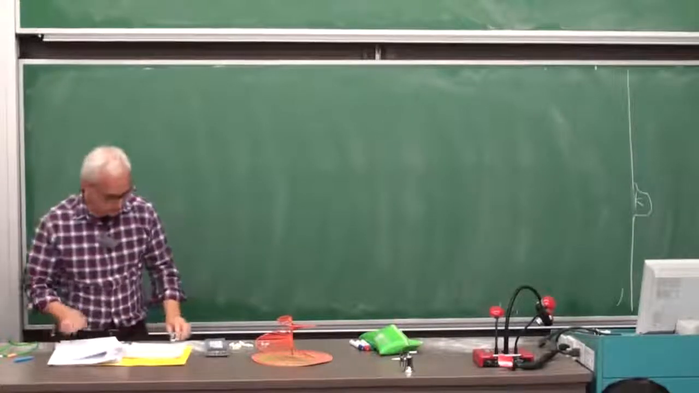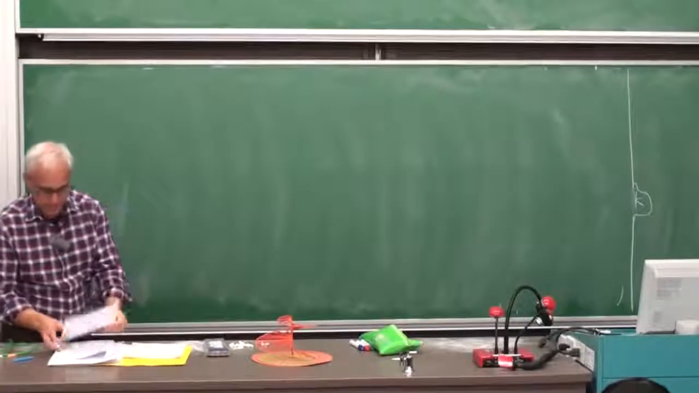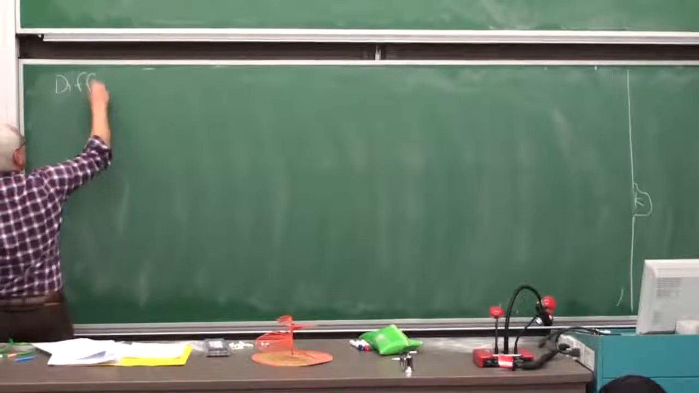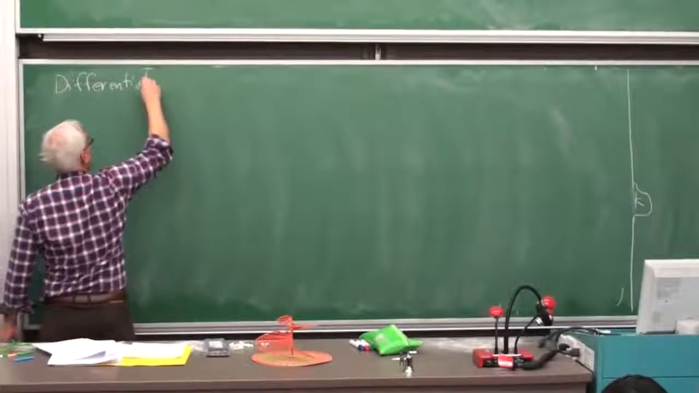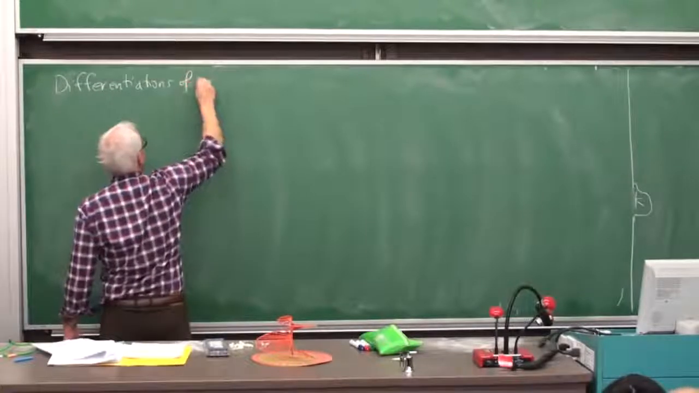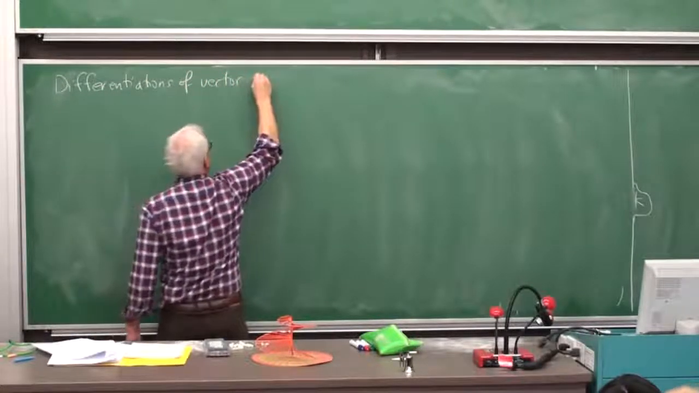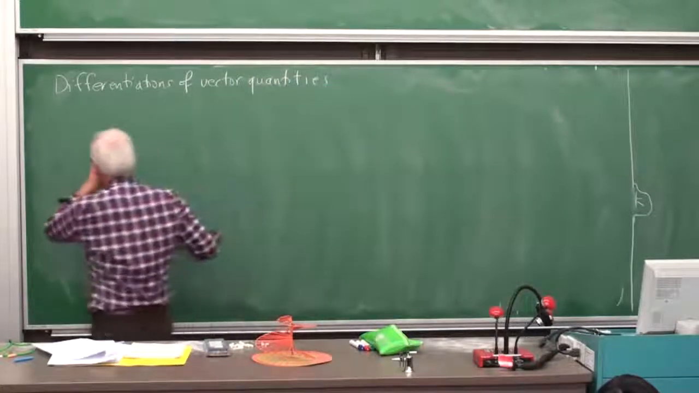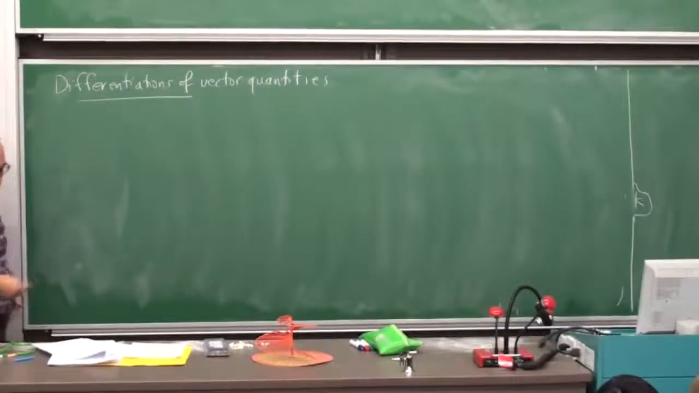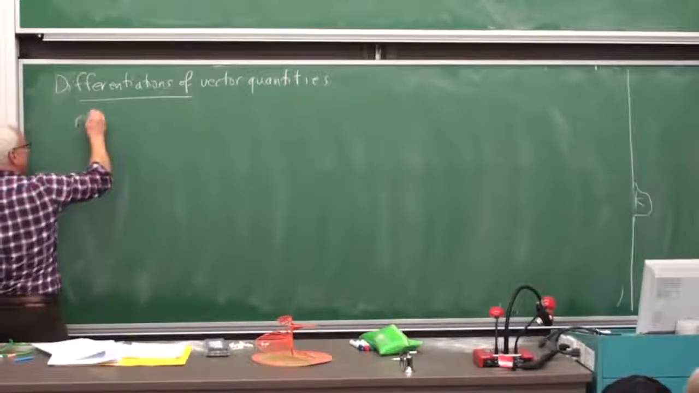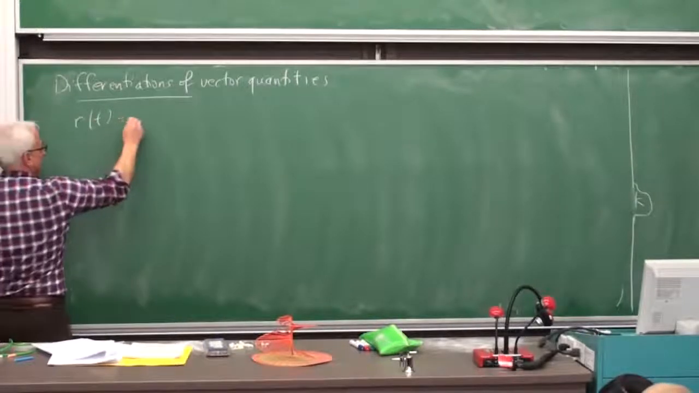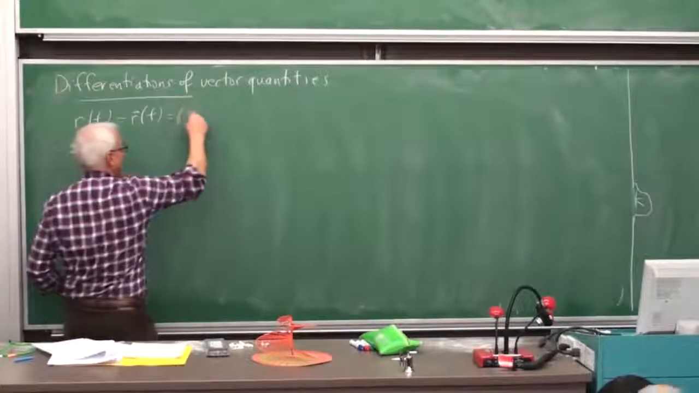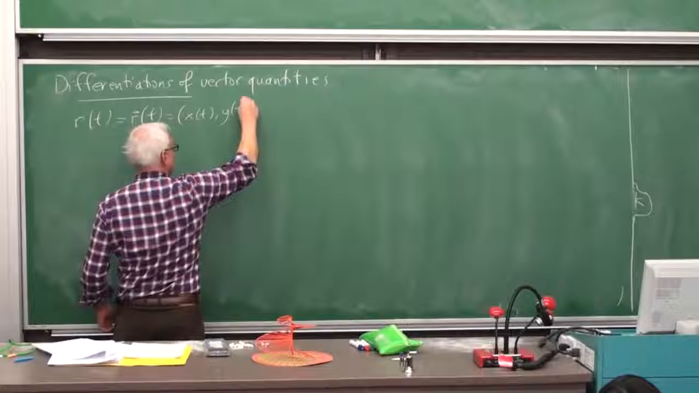Before I get into the real business, I just need a little bit of preliminaries, just some differentiations of vector quantities. We're going to be thinking about vectors which depend on time. So I'll write R of t, but most of the time I will be thinking of a vector R of t, and typically it has components x of t, y of t, z of t.